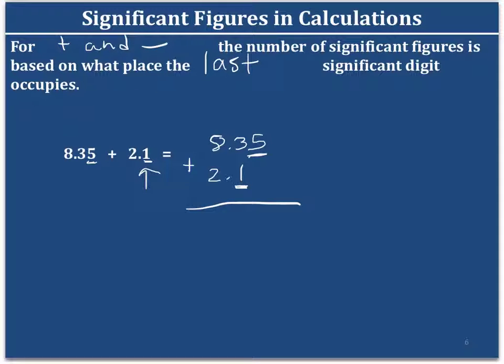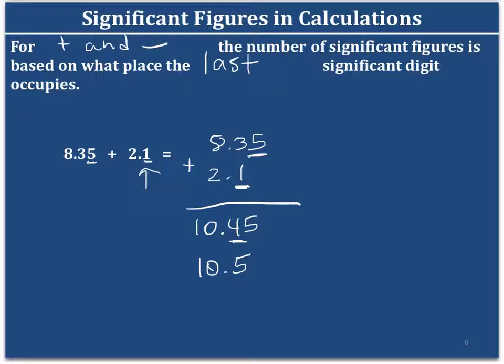So you just do your calculation how you normally would in your calculator. 10.45 is what I get. Now our answer has to be rounded to that spot, which is just to the right of the decimal. So we get an answer of 10.5.